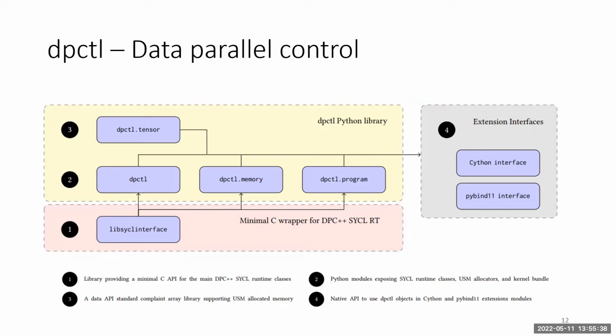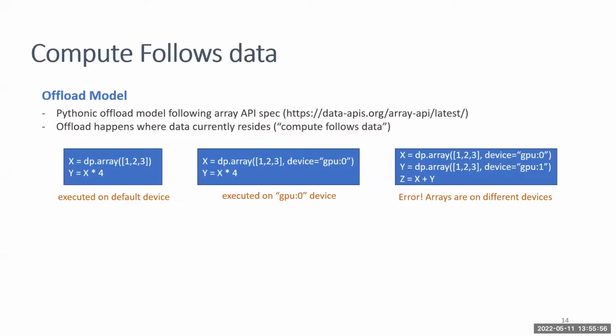We have DPCTL memory, which wraps the USM allocators, where USM is unified shared memory, which we already covered in the last session. And the DPCTL main layer, as mentioned, talks to the device and so on. This is the data parallel control we talked about, and the compute follows data approach, which we covered in the last session. It's based on the Python array-specific APIs.